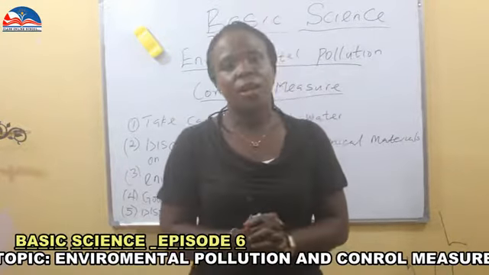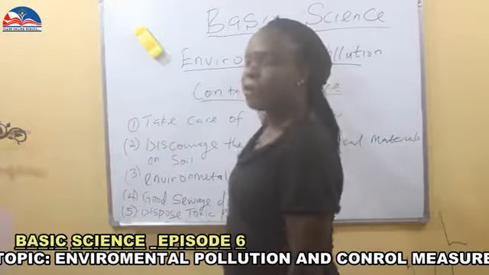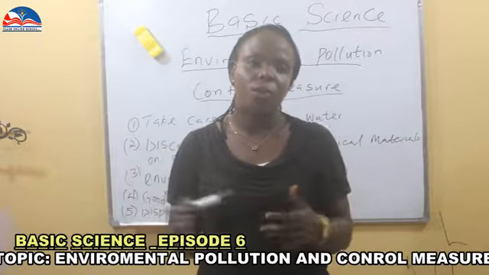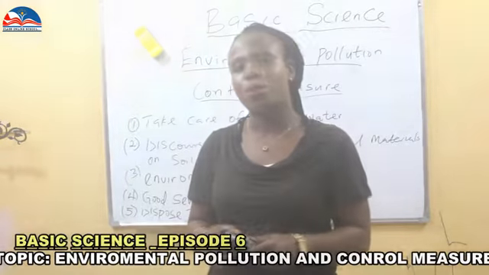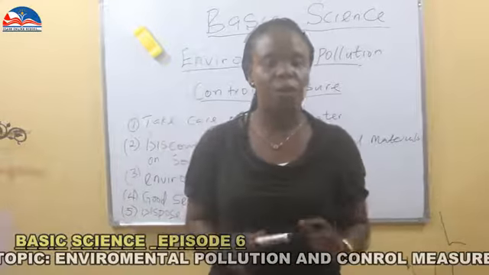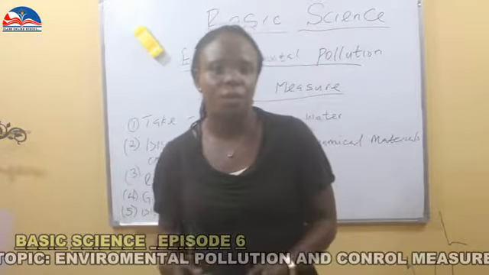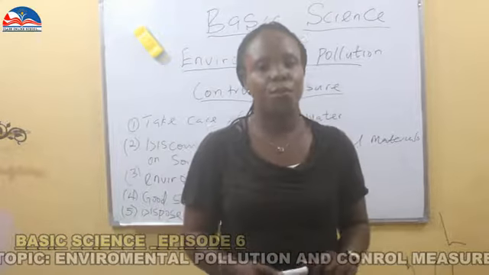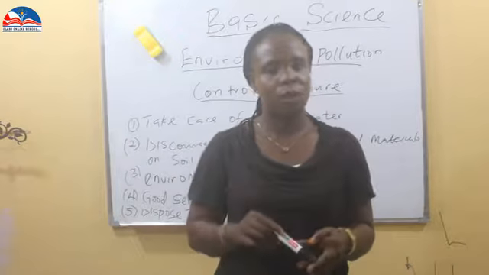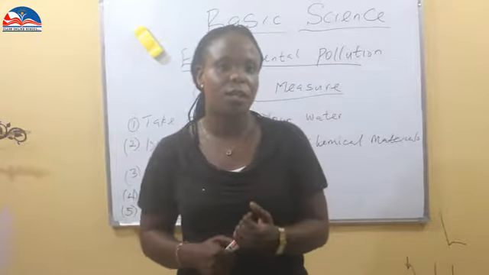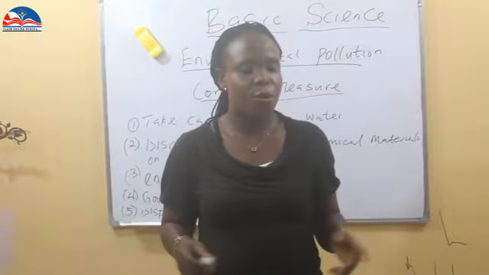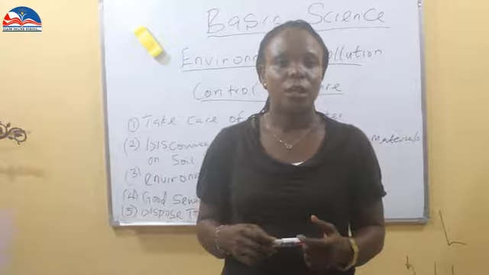And today on basic science, we are going to wrap up our topic on environmental pollution. We've taken environmental pollution on different areas. We have seen the different types of environmental pollution, three of them: air, soil, and water. We have actually seen the effects of pollution in our environment and in our health.